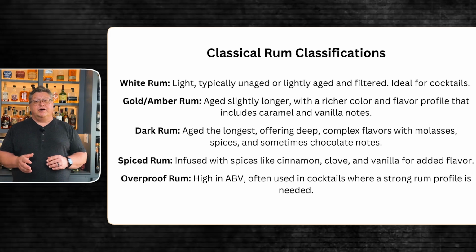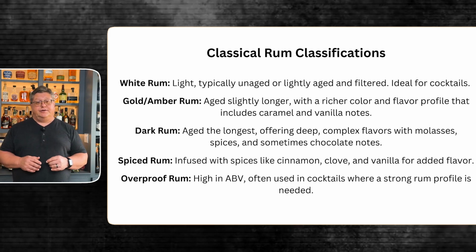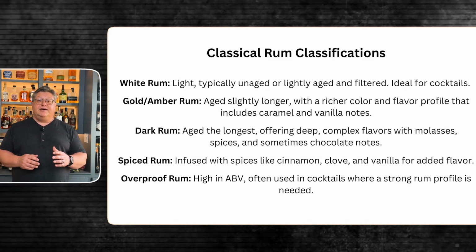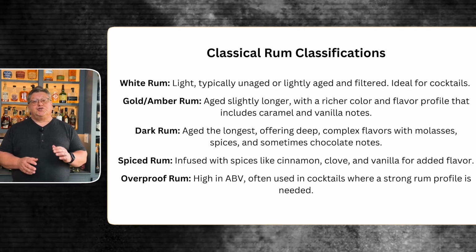Dark rum, aged the longest, offering deep, complex flavors with molasses, spices, and sometimes chocolate notes. Spiced rum, infused with spices like cinnamon, cloves, and vanilla for added flavor. And overproof rum, high in alcohol by volume, often used in cocktails where a strong rum profile is needed. We can classify by style, by regional influence, such as English, Spanish, and French styles, which we covered earlier, by flavor profile, light, medium, and full-bodied rums based on their production ingredients, by purpose, sipping rums, mixing rums, and overproof rums, each serve a different purpose and have distinctive characteristics.